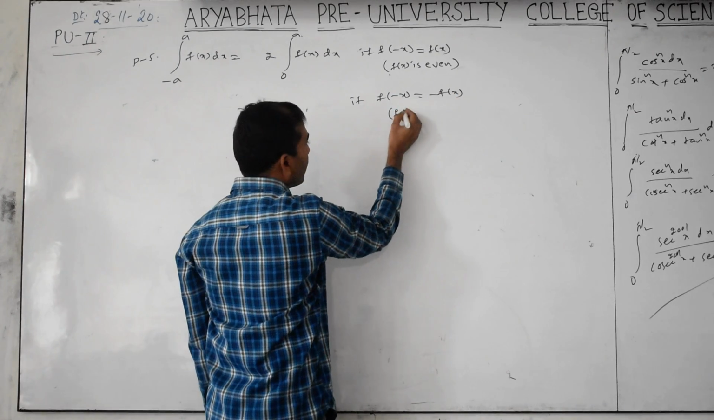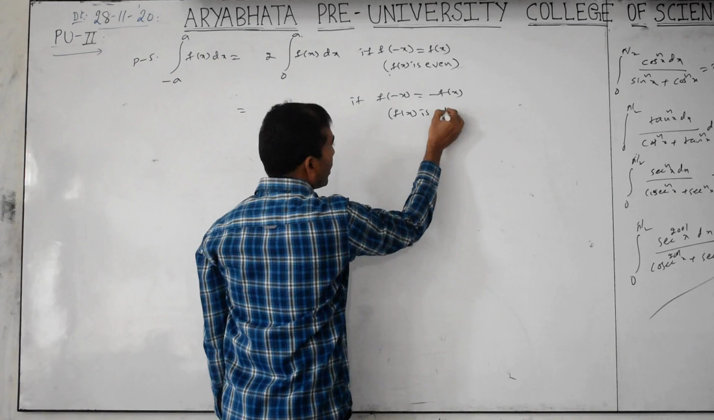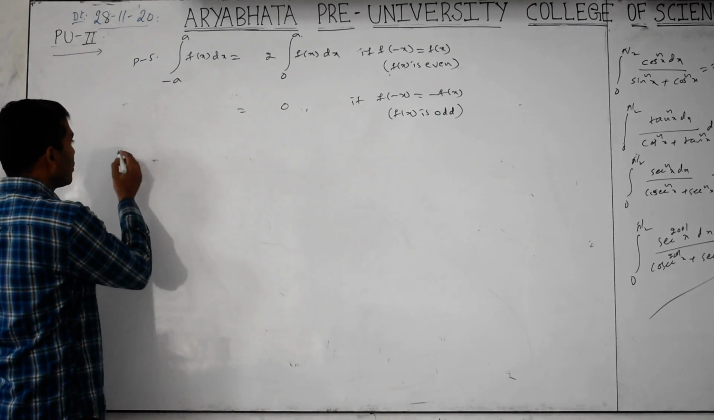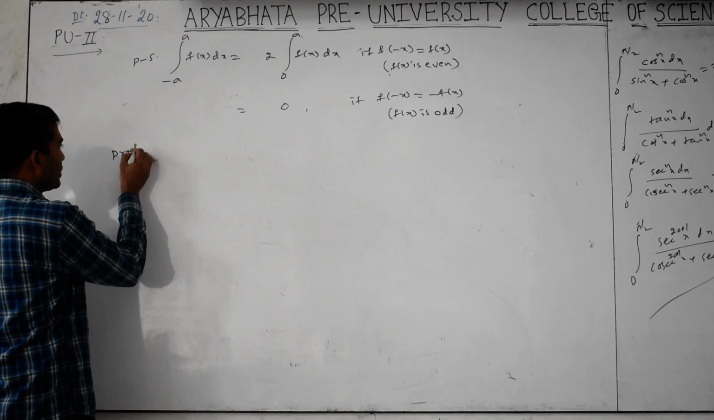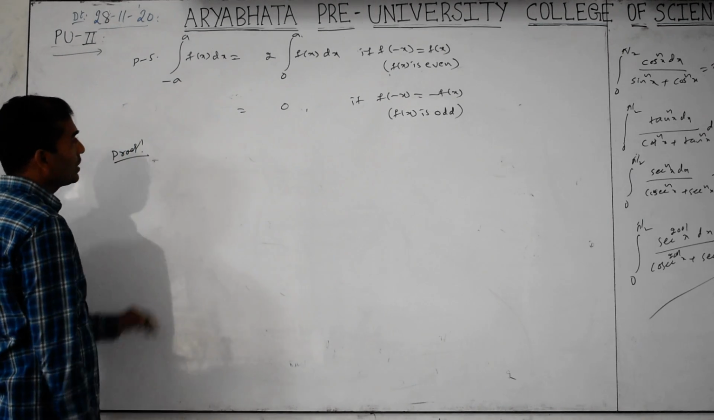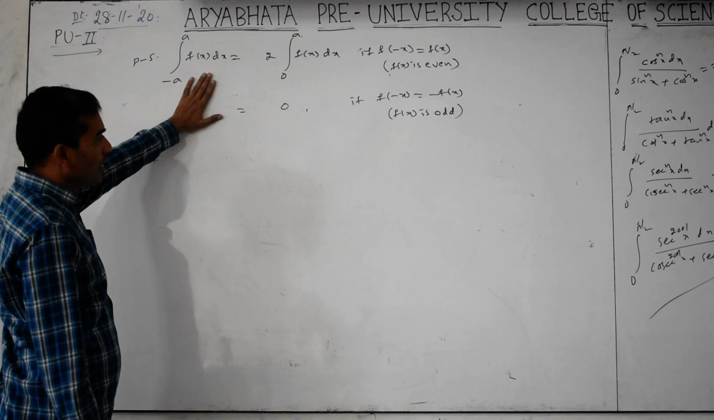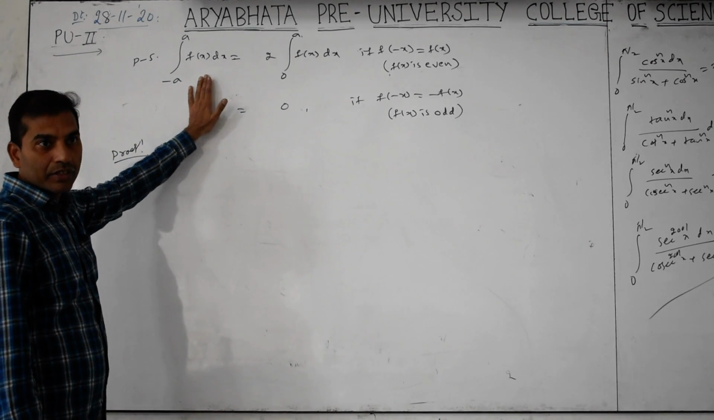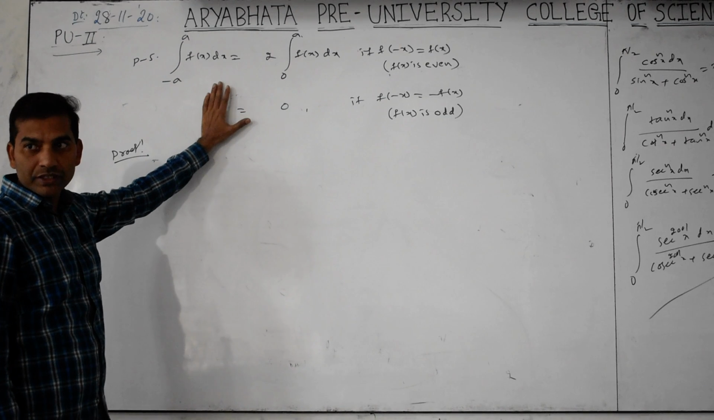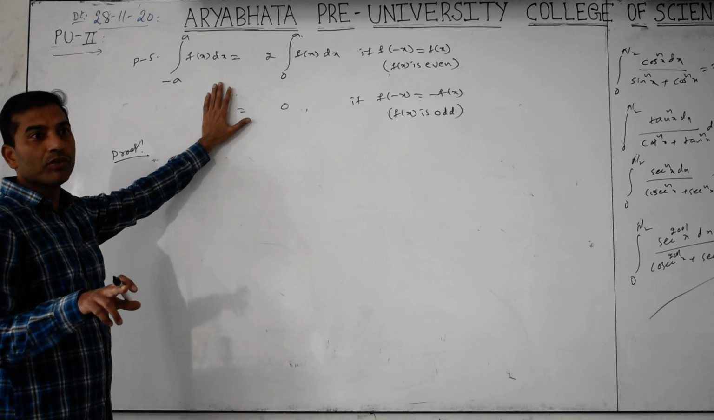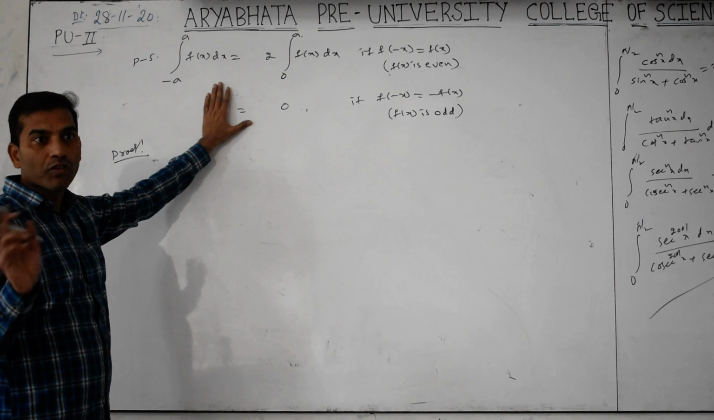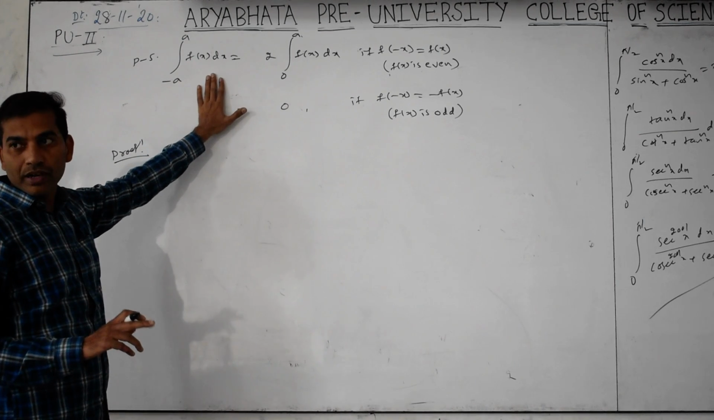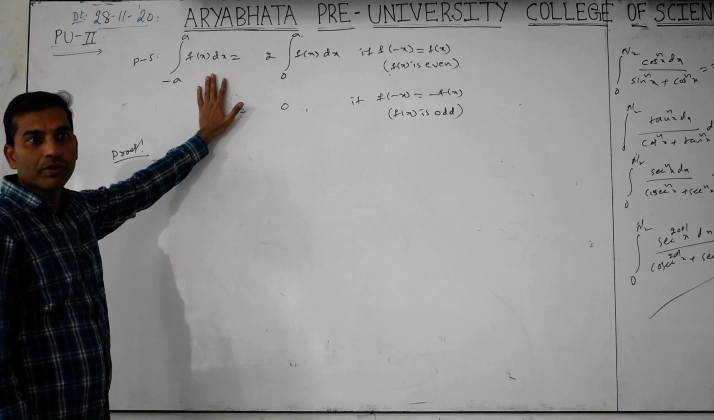That means f of x is odd. This is most important. If they ask the proof of this one, it carries 4 marks. Proof is 4 marks and the problem is 2 marks. For the fourth and fifth properties we have discussed, the property carries 2 marks and the problem 4 marks. But here the proof is the big one: this property is 4 marks, and the problem is 2 marks.